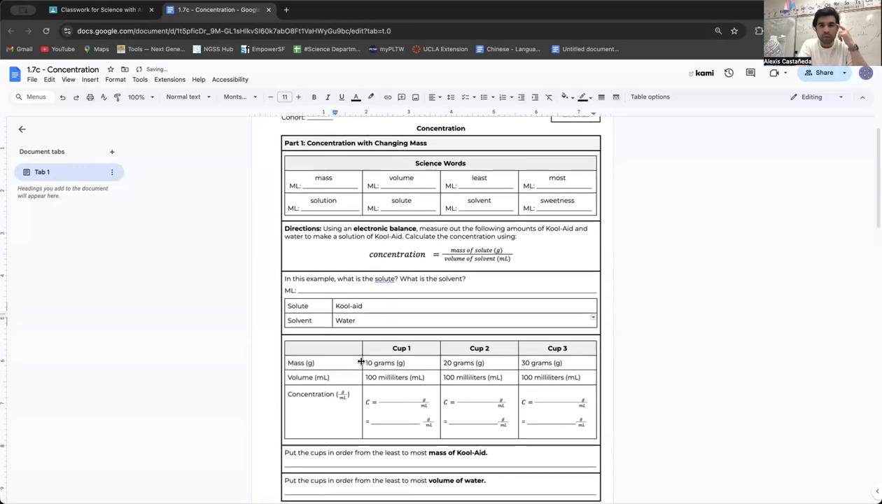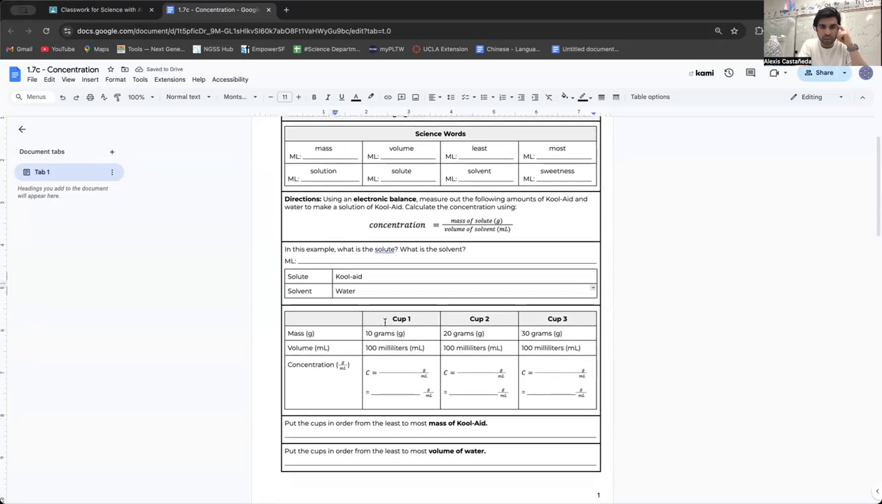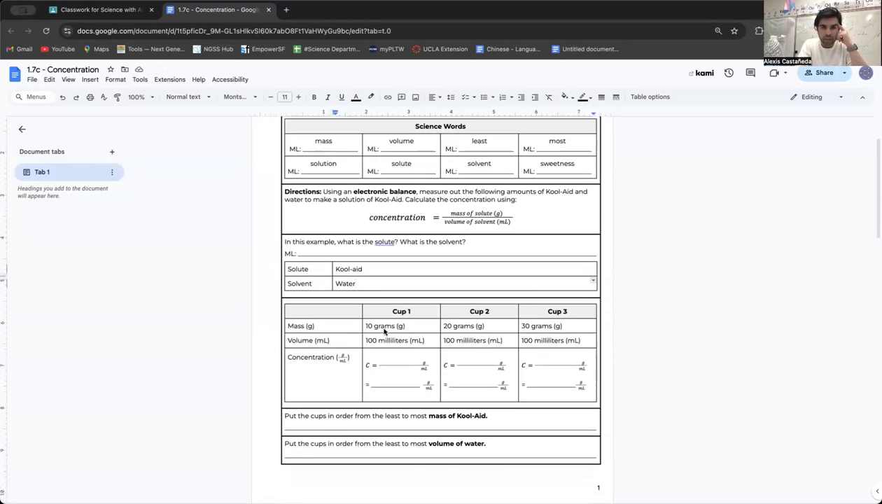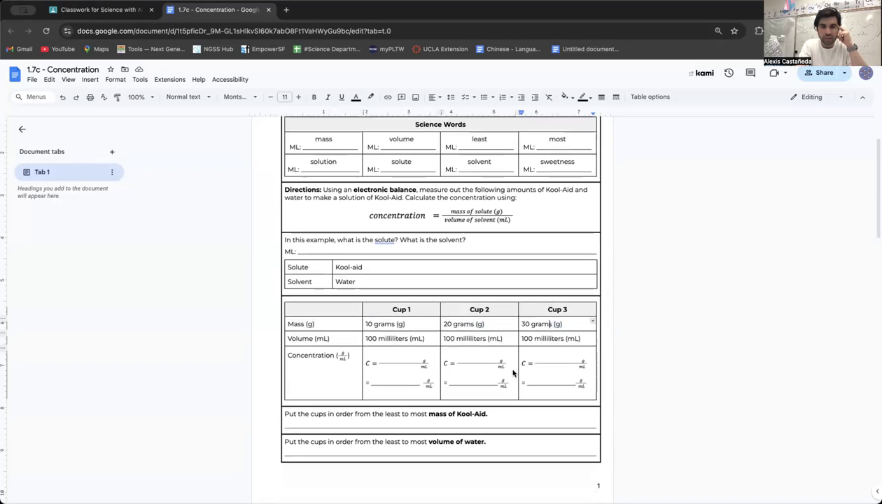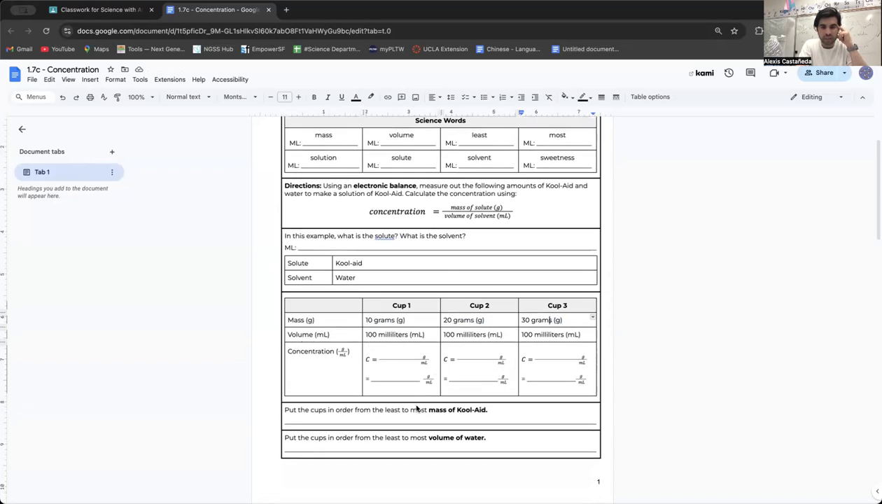Great. So what we're going to do is make three solutions, three cups. The first cup is going to have 10 grams of Kool-Aid. The second one will have 20, and the third one will have 30. Each cup is going to have 100 milliliters of water, and then we're going to calculate the concentration for each of these cups. So in order to do that, we're going to have to use an electronic balance. An electronic balance is a tool that we use in science to take the mass of something. So this is how we're going to do it.